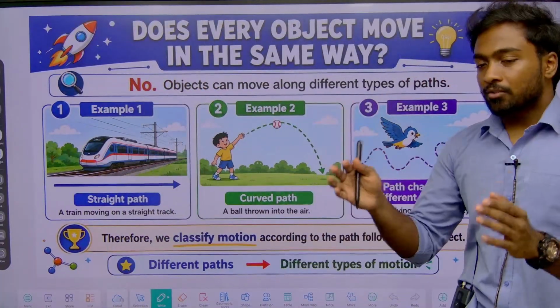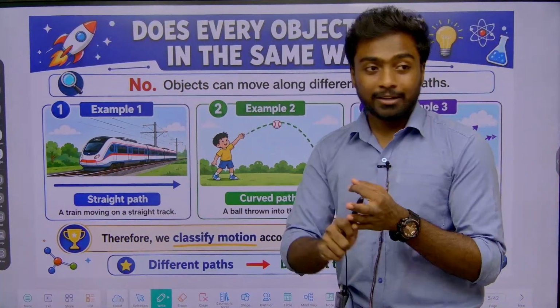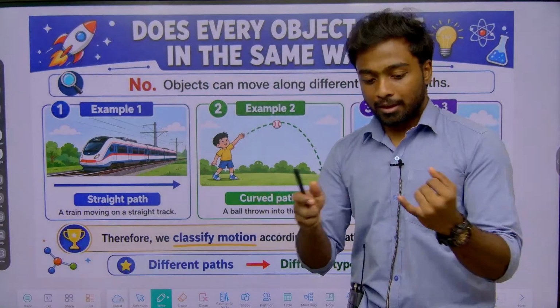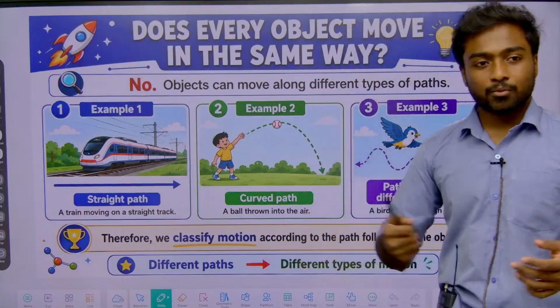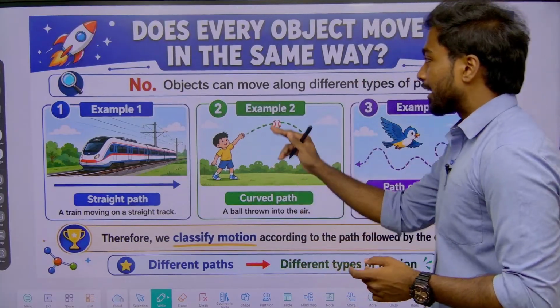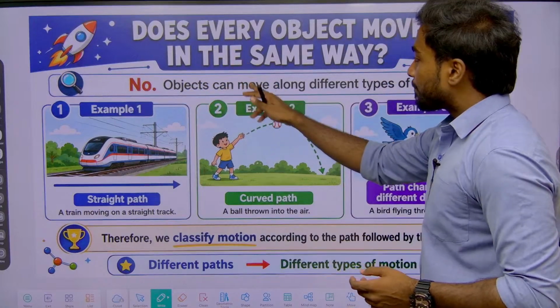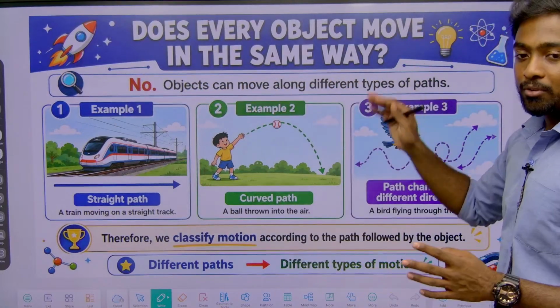Now if we take a space, there is an x axis, a y axis, and a z axis. Yes or no? The graph has an x axis, a y axis, a z axis. Okay, in any axis we can travel. That's what we mean here: an object can move along any different types of path.